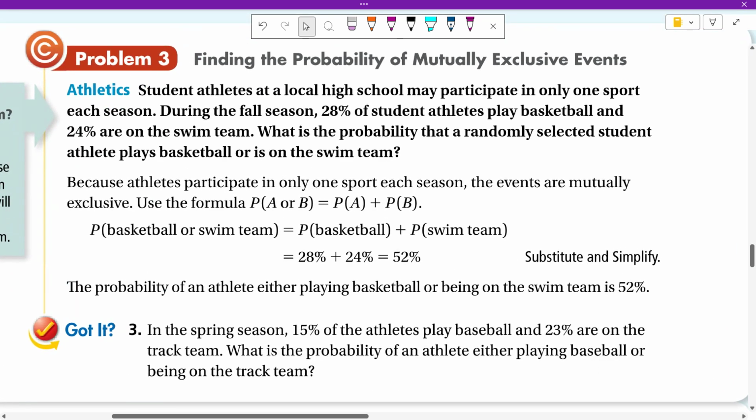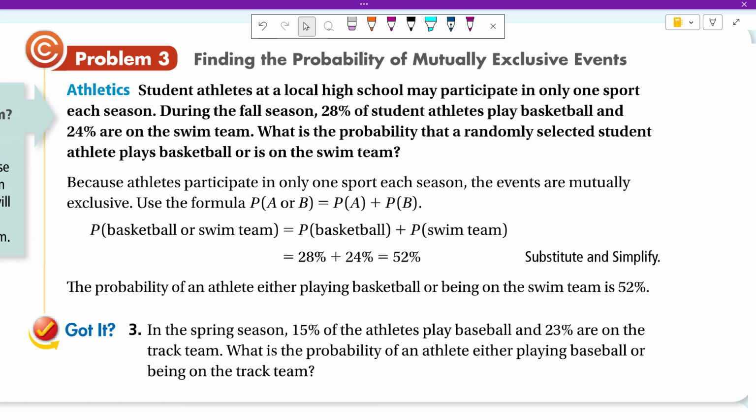Student athletes at a local high school may only participate in one sport each season. So, like in the spring, we have track, golf, and what else? Girls sport. Track, golf, and softball. Okay. Let's say we only allowed one sport at a time. You couldn't do 2, like Cambry does softball and track, and Savannah does track and golf. Okay? But if you're only allowed 1, then it's mutually exclusive.